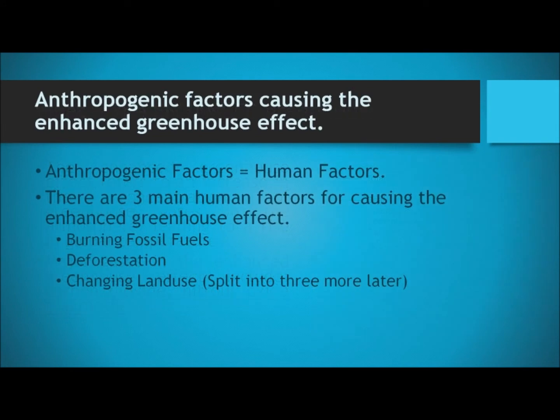So what causes this enhanced greenhouse effect? Some people say it is due to anthropogenic factors. Anthropogenic factors are essentially human factors or activities. There are 3 main human factors for causing the enhanced greenhouse effect, namely burning fossil fuels, deforestation, and changing land use, which will be split into 3 more later.